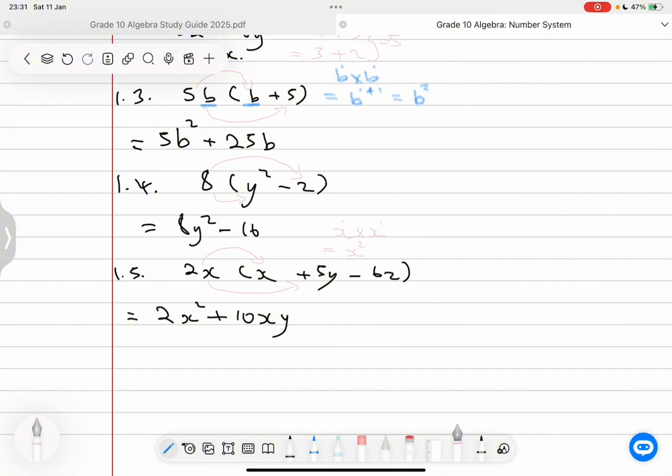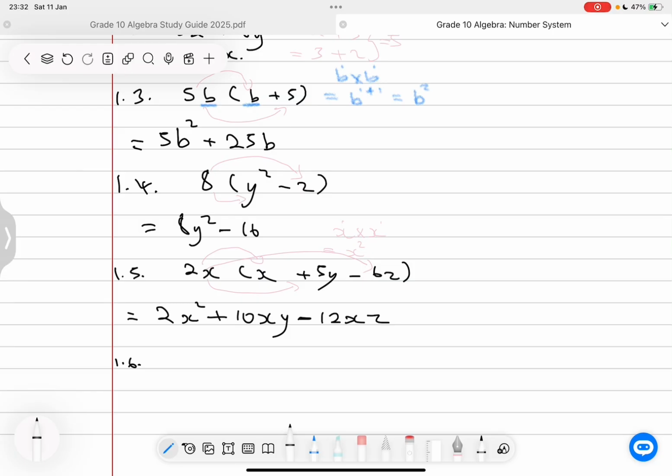Now we are going to distribute this to the last term here, right? So we're going to say 2x times 6z. A 2 times a 6 should give us a 12, and we're going to have x and z as they are, right? Now we jump to 1.6.